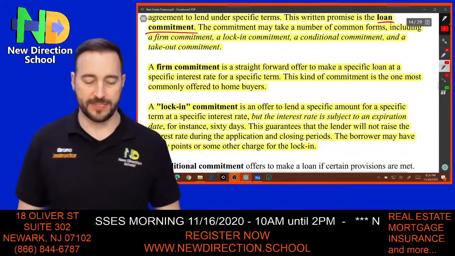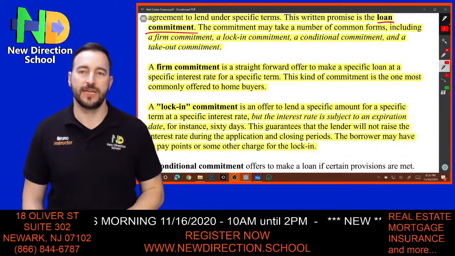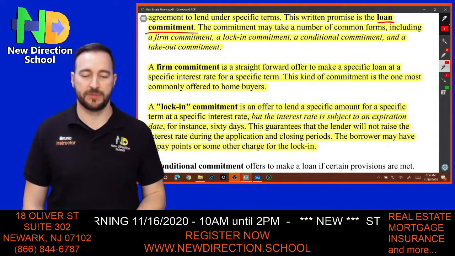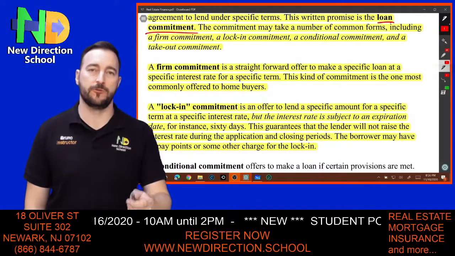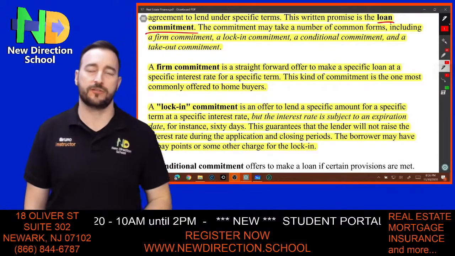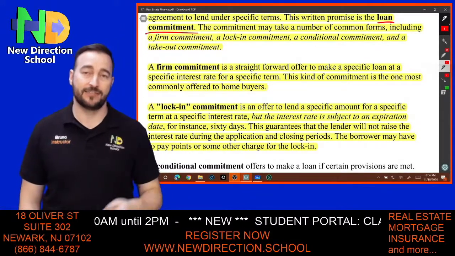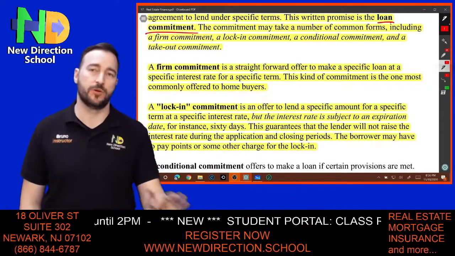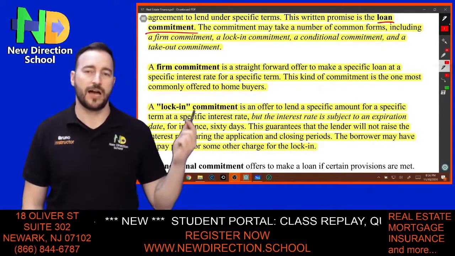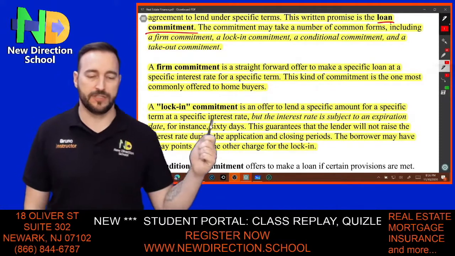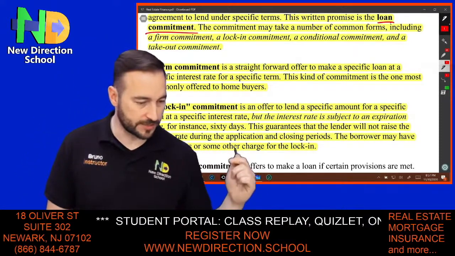A firm commitment is a straightforward offer to make a specific loan at a specific interest rate for a specific term. That's the pre-approval where they tell you, hey, you're approved for a $300,000 house at 3% for 30 years. Boom. Okay, this is the most common that's being offered. A lock-in commitment is where we're telling you, oh, hold on a second.